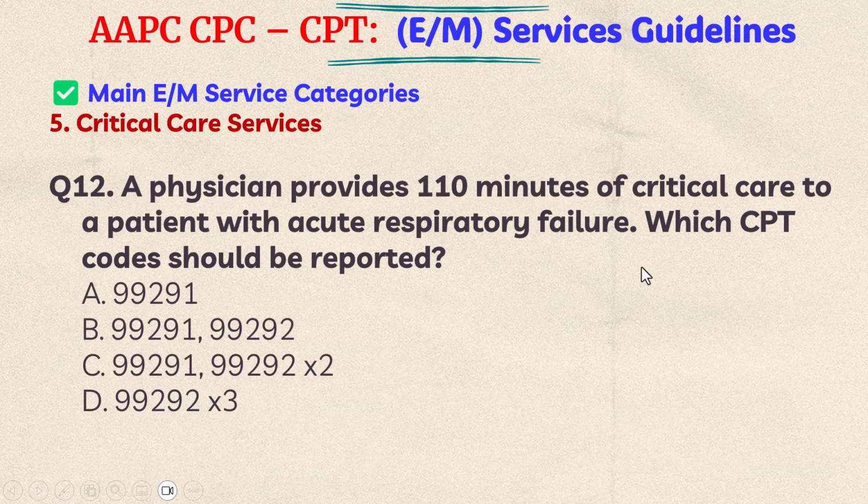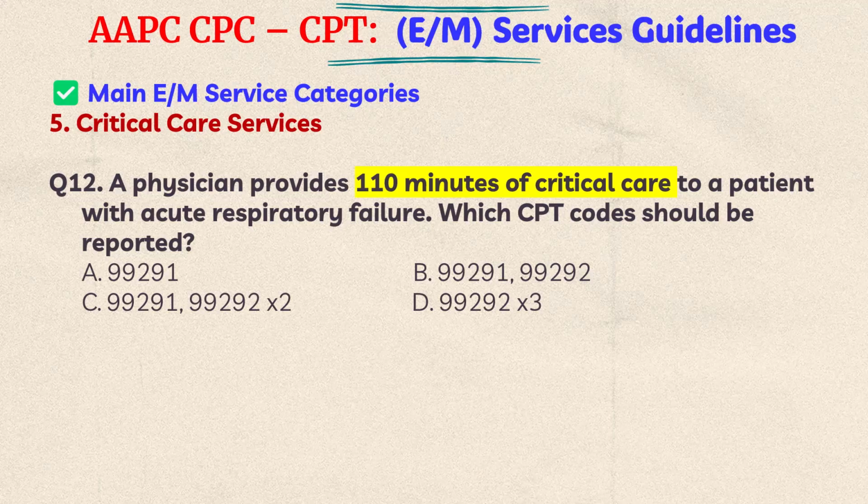Okay, let's look at some questions. The continuation question, question number 12. A physician provides 110 minutes of critical care to a patient with acute respiratory failure. Which CPT code should be reported? There are 4 answers available. Take your CPT code book and find the answer. Here you have to highlight that this is 110 minutes of critical care.